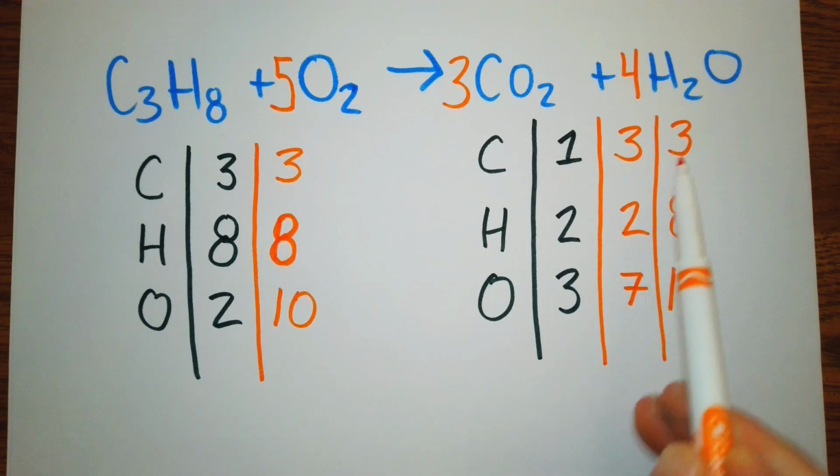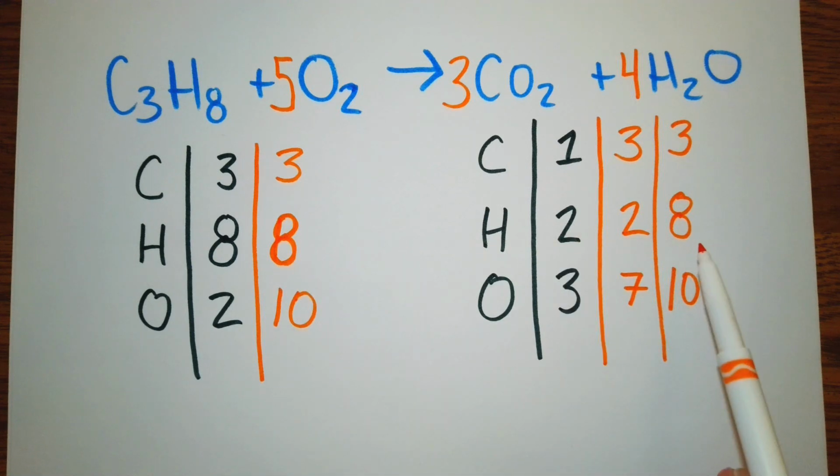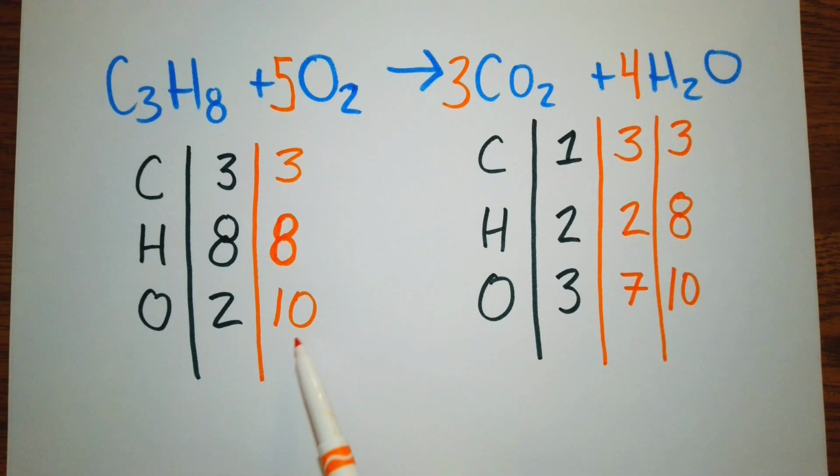We have our carbons balanced. We have 8 hydrogens on both sides. That's balanced. And we have 10 oxygens on both sides, balanced.